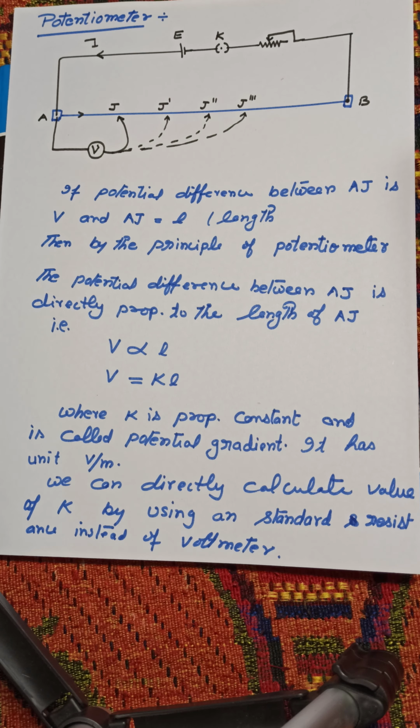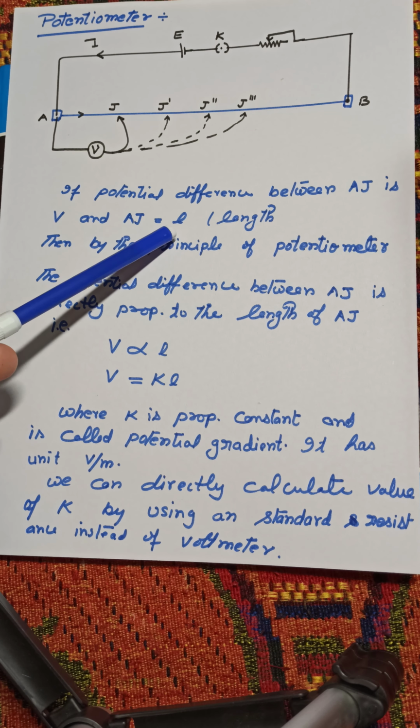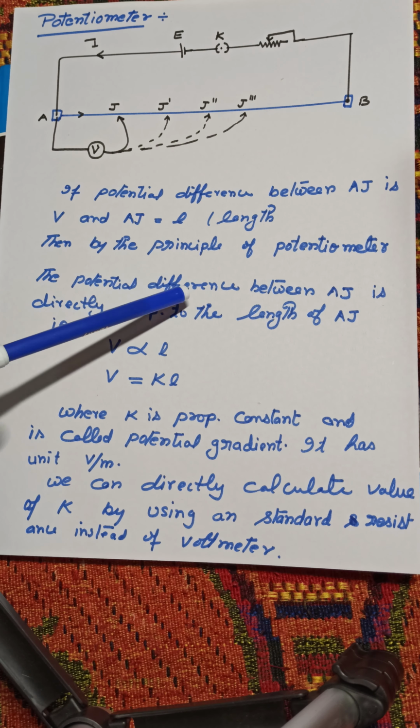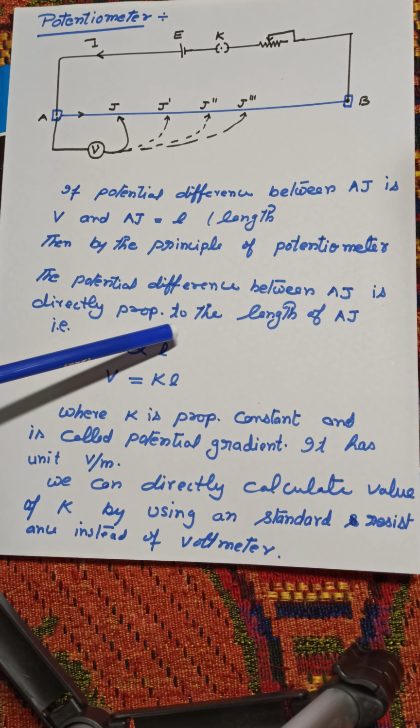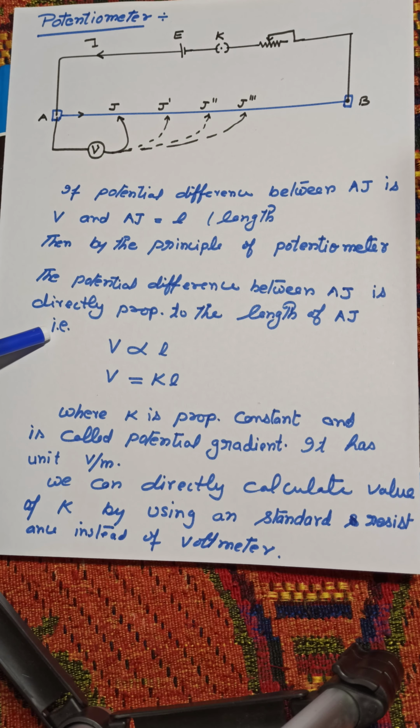To make it more clear, if the potential difference between A and J is V and the length AJ is L, then by the principle of potentiometer, the potential difference between A and J is directly proportional to the length of AJ, that is V proportional to L or V equal to KL. K is a proportionality constant and is called potential gradient. It has unit volt per meter.